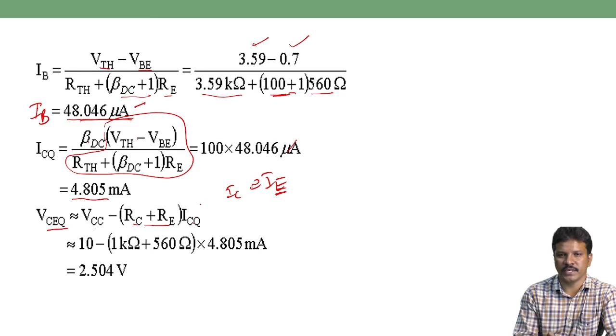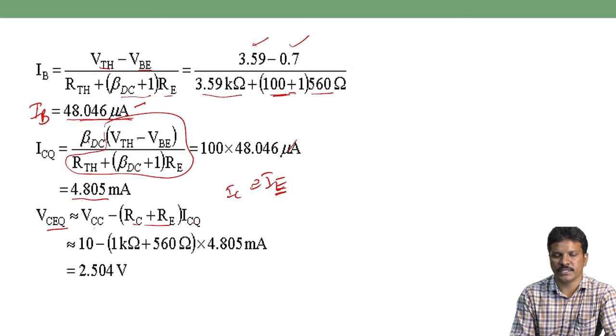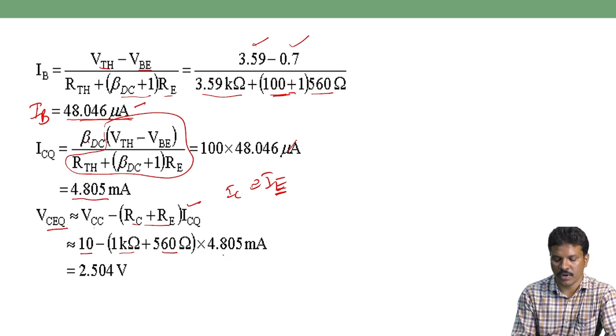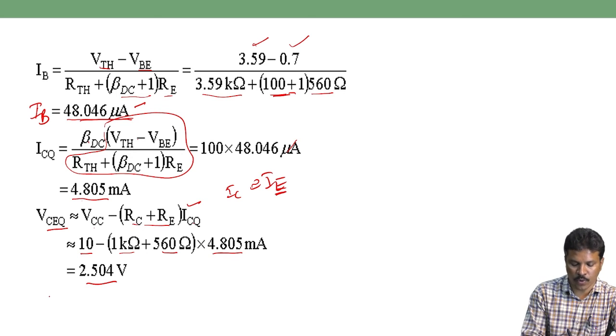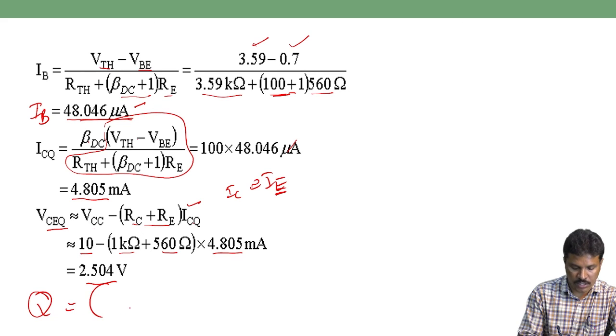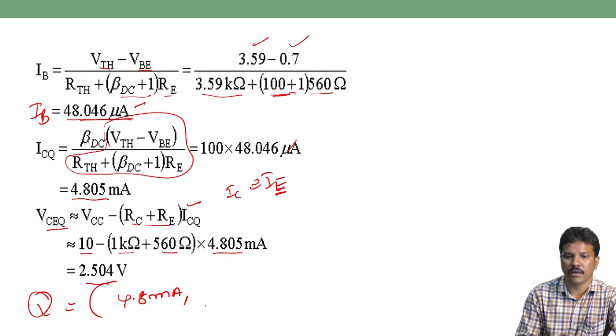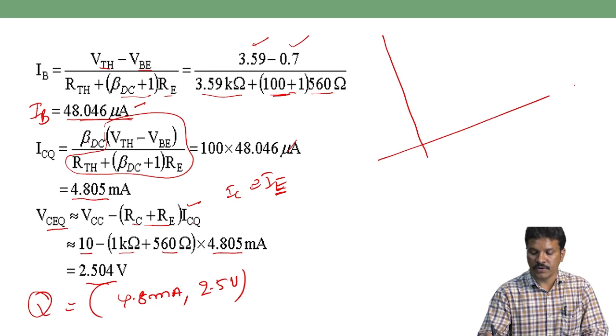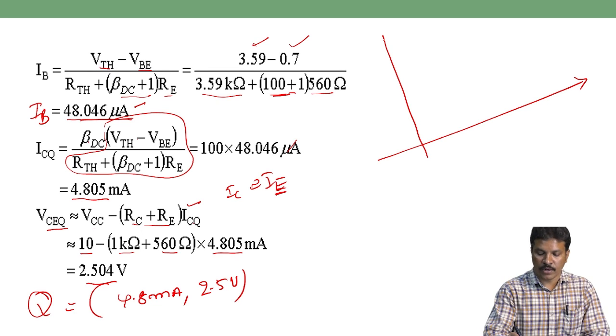When we substitute IE in place of IC, we get RC plus RE into ICQ. We have already derived and found ICQ. VCEQ equals 10 minus (RC 1 kilo, RE 150, so 160 ohm) times ICQ 4.8 milliampere, and you will get 2.5 volts. This is what we call the Q point. The Q point is equal to ICQ, which is 4.8 milliampere, comma, 2.5 volts. Now we'll draw the load line for this voltage divider bias network.